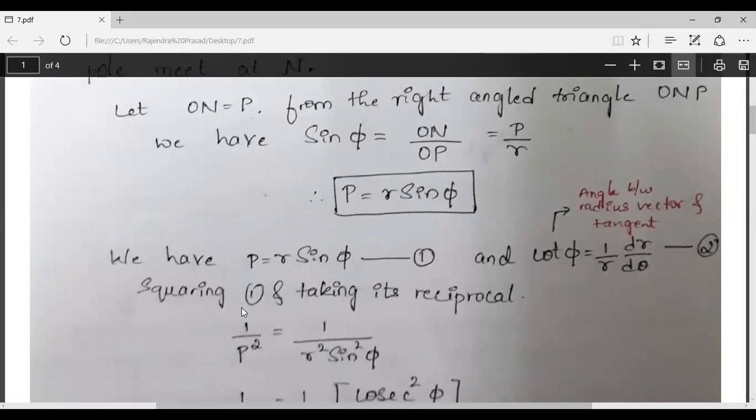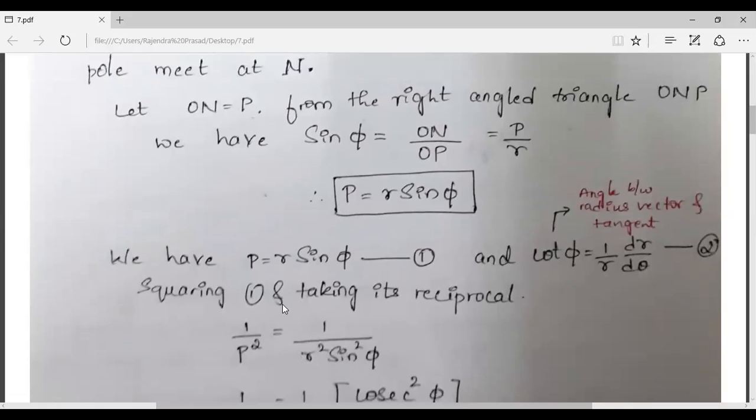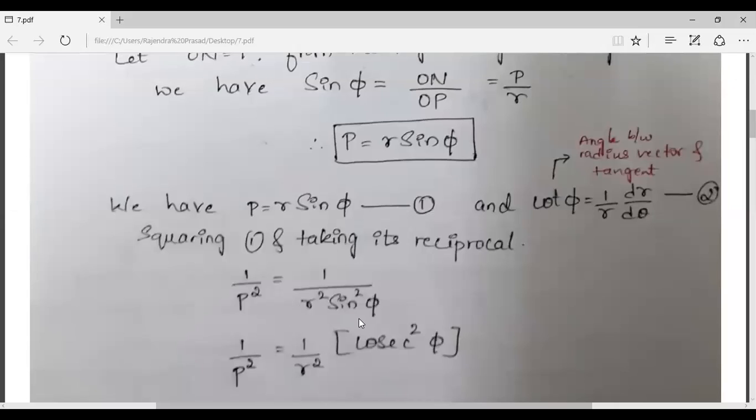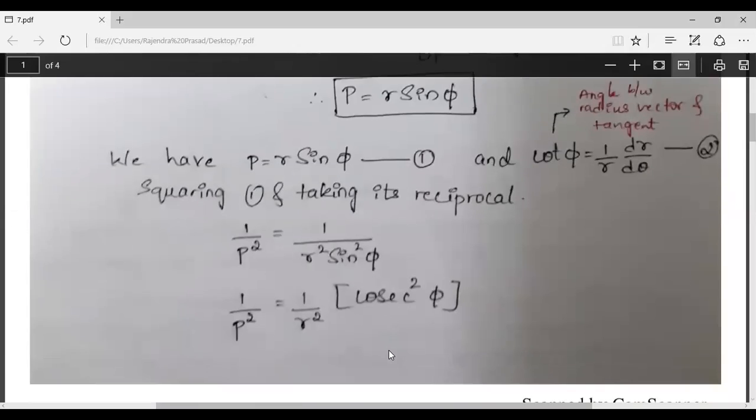Next step, squaring equation 1 and taking its reciprocal. Then we get 1 by p square is equal to 1 by r square sin square pi. 1 by r square we keep as it is, and 1 by sin square pi can be written as cosecant square pi.